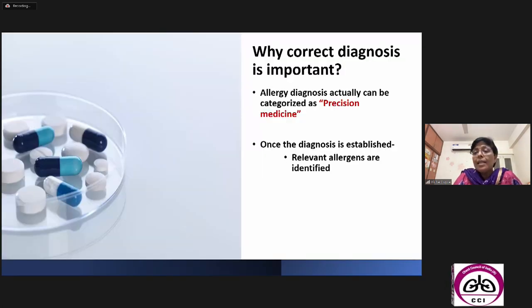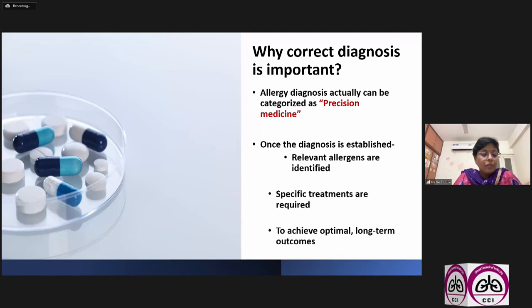So why is correct diagnosis important? Allergic diagnosis can be categorized as precision medicine. Why am I saying so? Once we have established a diagnosis and identified the relevant allergens, specific treatments, like medications, environmental control measures or allergen immunotherapy, are required to achieve optimal and long-term outcomes. And believe me, it is not easy.